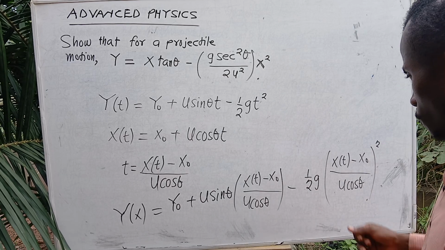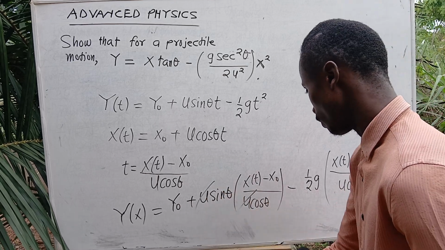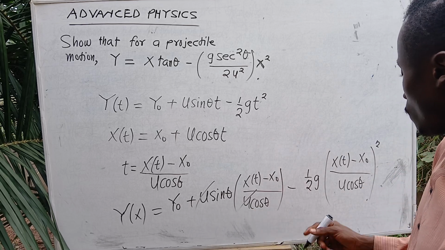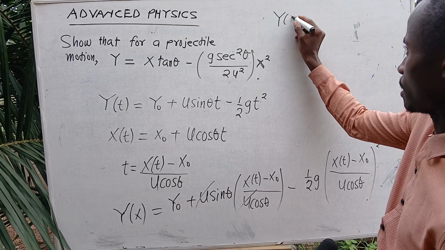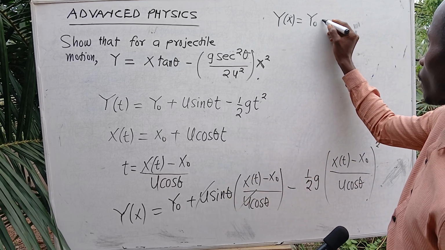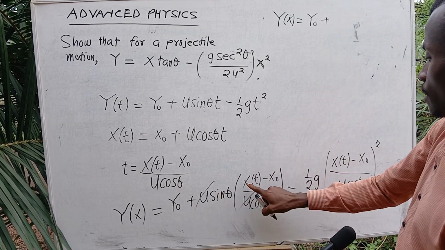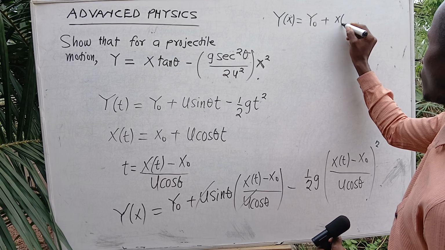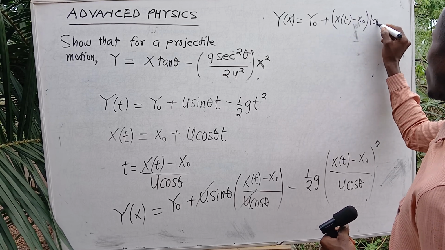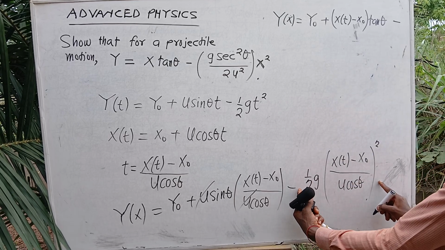So what do we do? We have some commonalities over here. We have u cancelling u. Of course, sine theta over cos theta is tangent of theta. So the equation reduces to y of x is equal to the initial vertical position plus sine theta over cos theta, which is tangent of theta, times x of t minus x naught, the tangent of theta. Then we have minus this component here.